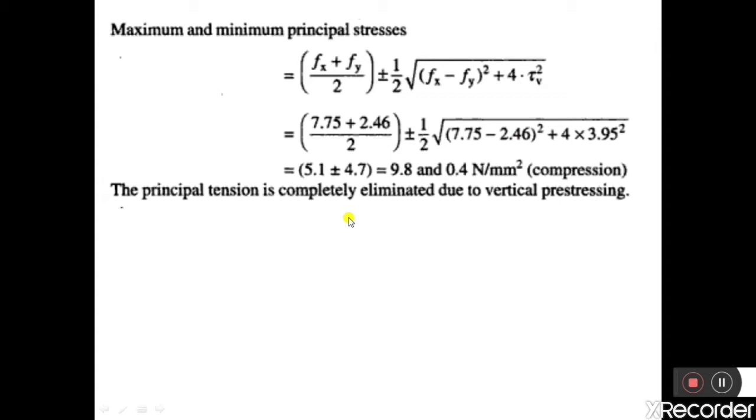So that was indicating that when we consider minimum and maximum, there was a tensile stress developed in the member along the diagonal, because in our previous examples we didn't consider the vertical pre-stressing, whereas in this example we have considered the vertical pre-stressing. So as a result of this vertical pre-stressing, the diagonal tensile stress is completely eliminated. So that is the advantage of vertical pre-stressing.